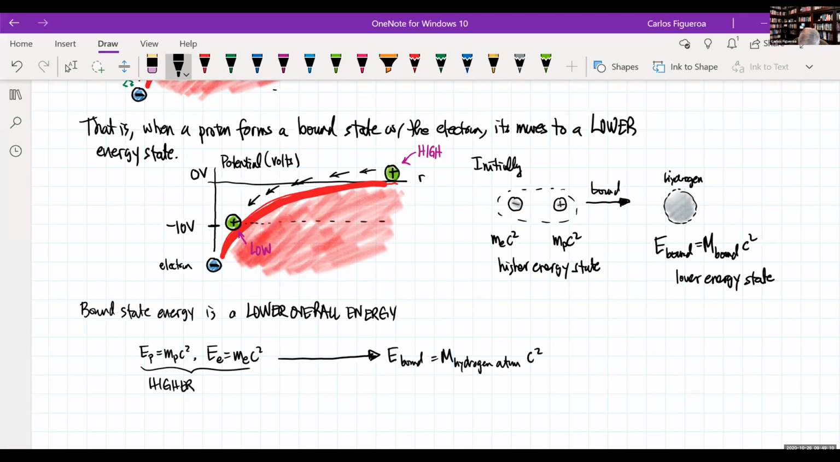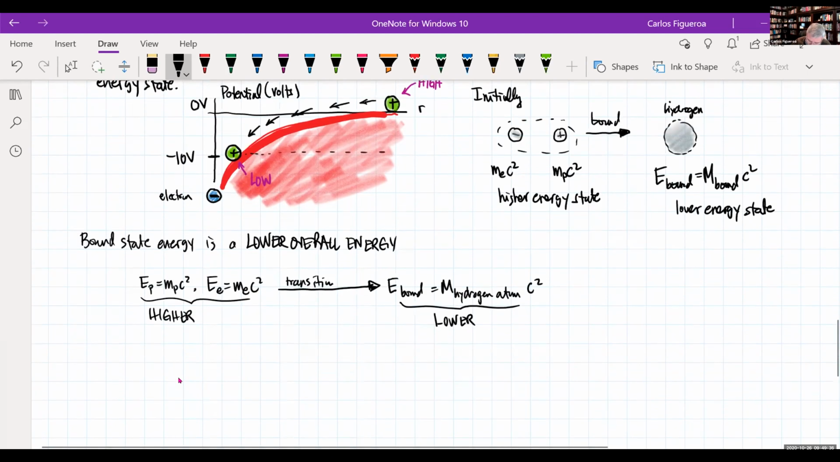And when I look at this, this now forms a lower energy state. So the only way this could be true here is that as I transition, right? This is a transition. As I move from this higher energy to this lower energy, that means that there must be some energy that must be taken away here.